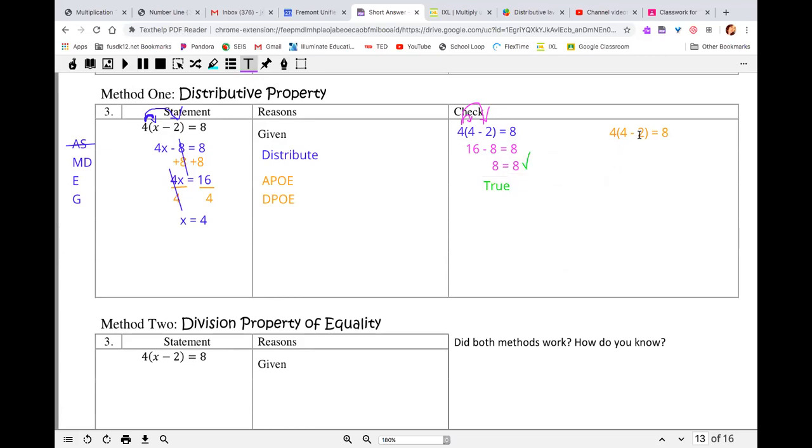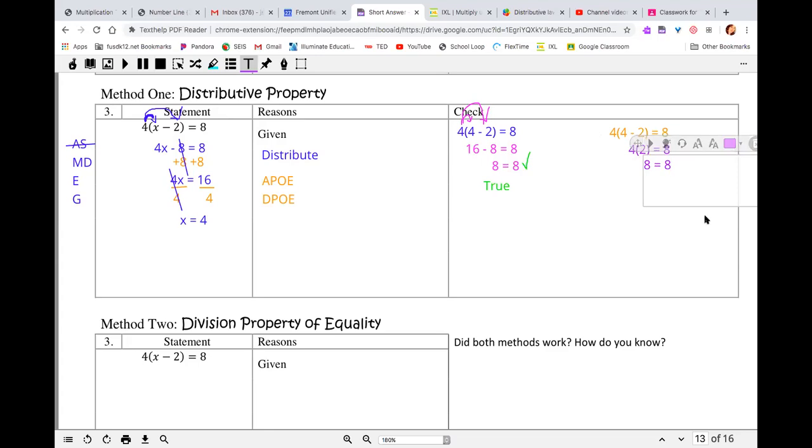Now we'll solve it where we do the group first, okay? So 4 minus 2 is 2. In another color, purple, I have 4 times 2, because 4 minus 2 is 2, equals 8. And then 4 times 2 is 8. 8 is equal to 8.